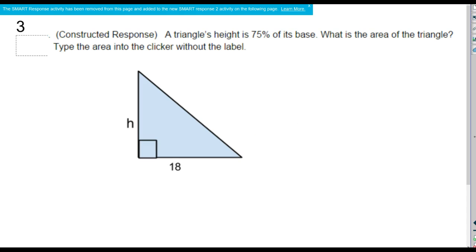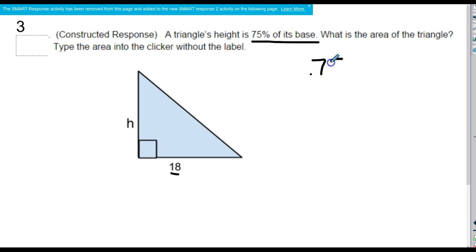All right, let's take a look at number 3. Number 3 says a triangle's height is 75% of its base. What is the area of the triangle? Well, here it tells me my base is 18. So I have to figure out what 75% of 18 is, and I can do that by doing some math.